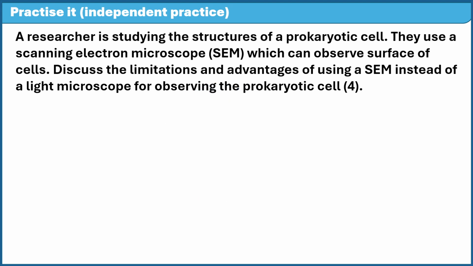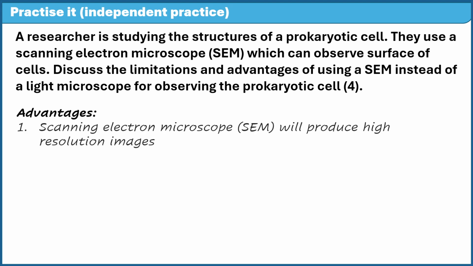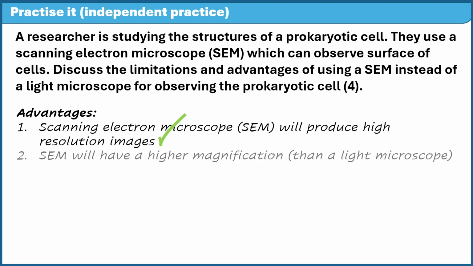Right, let's go through the answer. To gain 4 marks, aim to state 2 advantages and 2 disadvantages. For the advantages, first, a scanning electron microscope will produce high resolution images. Second, a scanning electron microscope will have a higher magnification power than a light microscope.